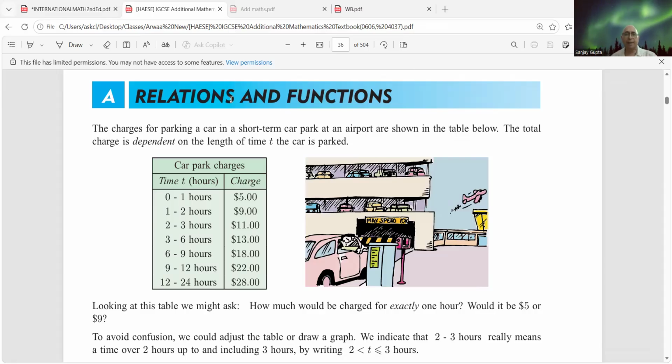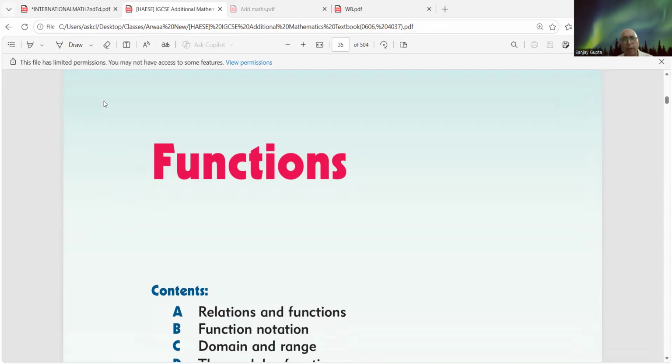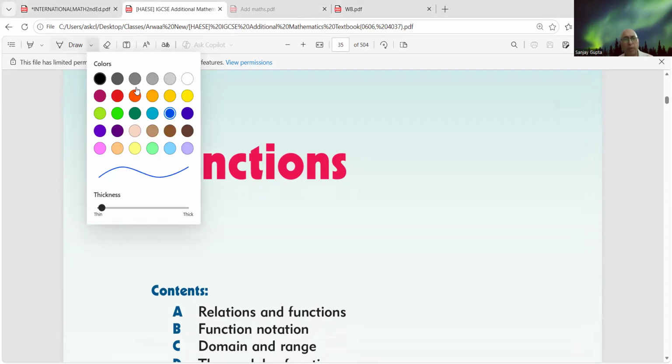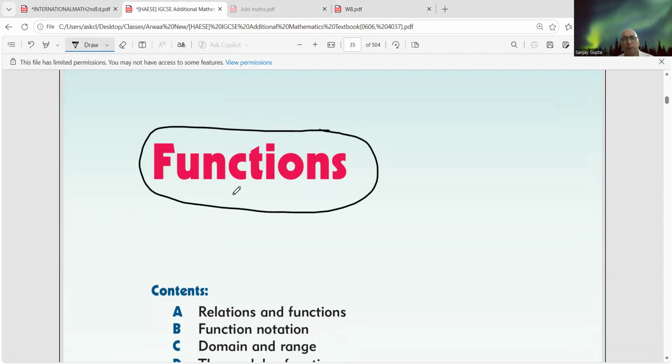Yes, let us start another chapter, which is on functions. Let us now start looking at what is a function. The topic for today's class is: what are functions? We will look at what functions are and at the precise definition of a function.